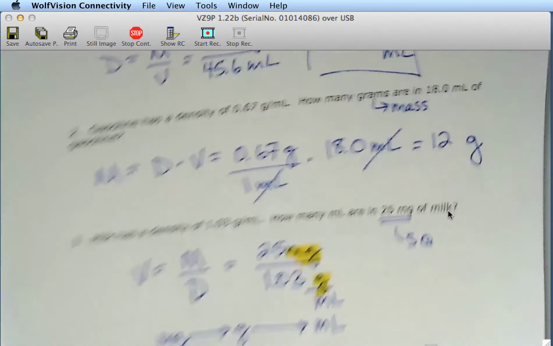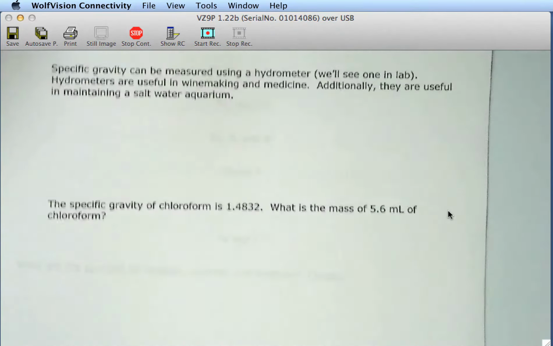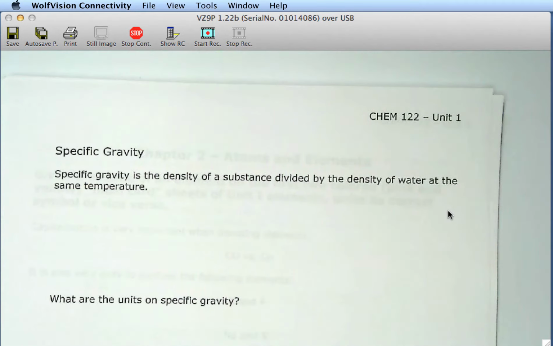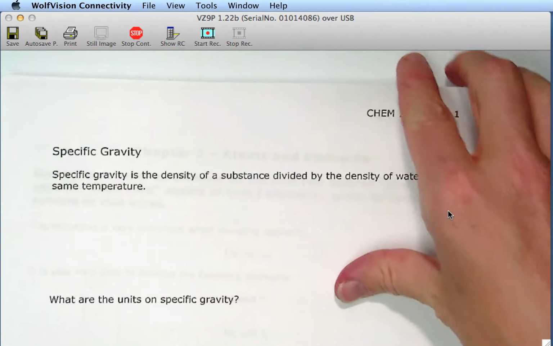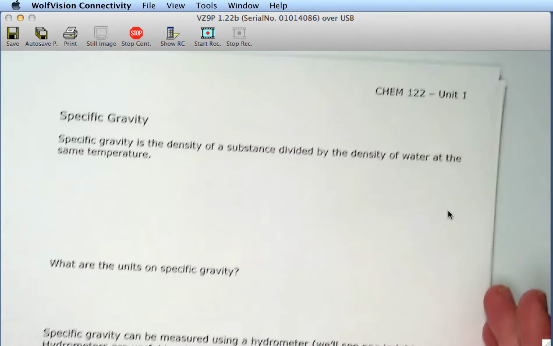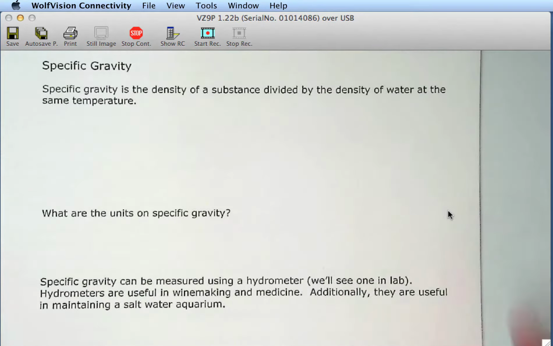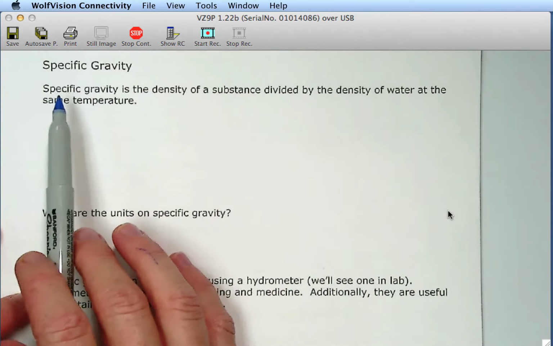All right, so we're going to move on to specific gravity. And remember, we measured specific gravity in lab. For our purposes in class, specific gravity and density are pretty much the same. We consider them the same. So I give you a definition here.